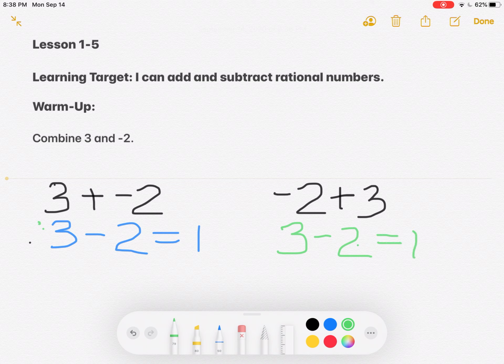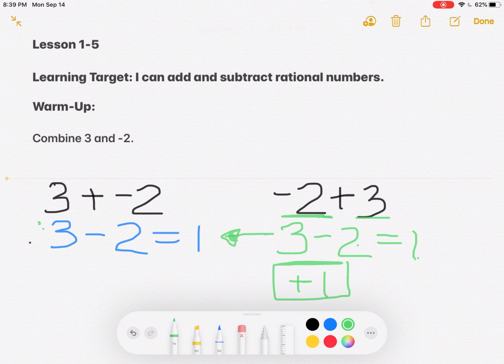Notice this is exactly what we did here. But we're not quite done with the process when we're adding a negative and a positive number. We have to go one step further and ask ourselves, is this 1 positive or negative? And here our answer is going to be positive because the 3 is bigger in absolute value than the -2. So here our answer is positive 1, or just 1.